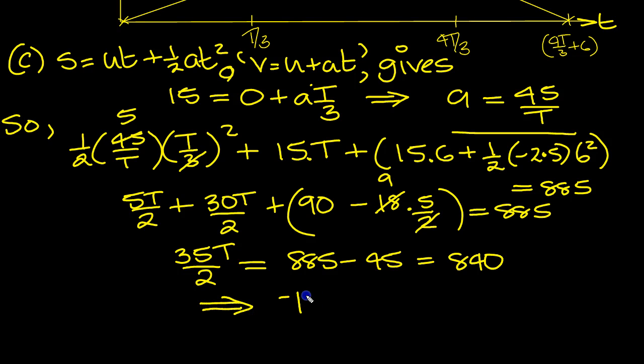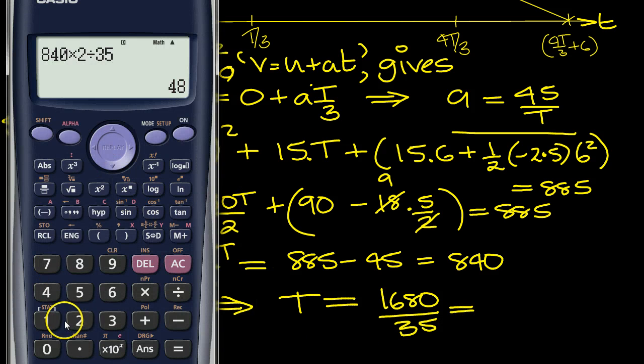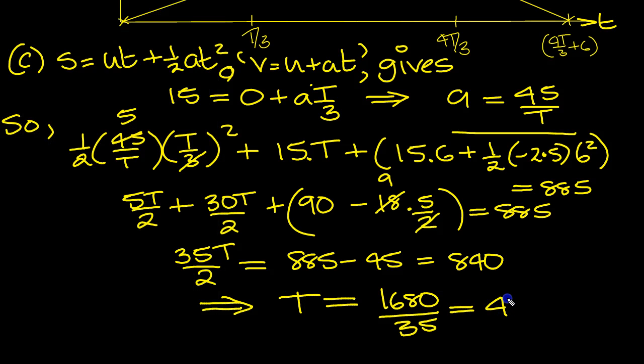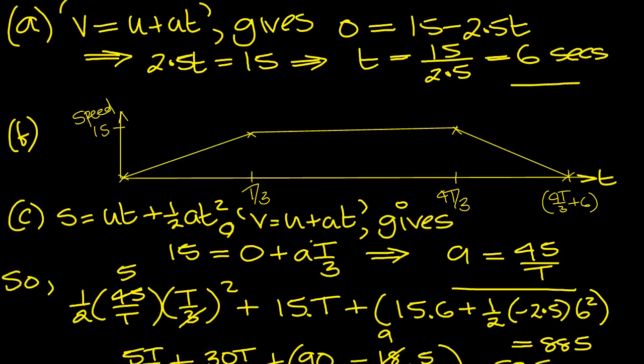So this tells us what the time is then. 2 lots of 840 is 1680 over 35. Times that in the calculator then. 1680 divided by 35 equals 48. So t is 48 seconds. Okay, so that's the time.